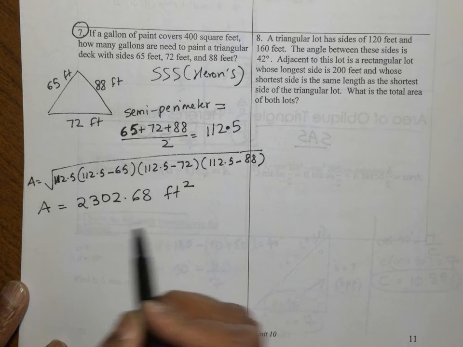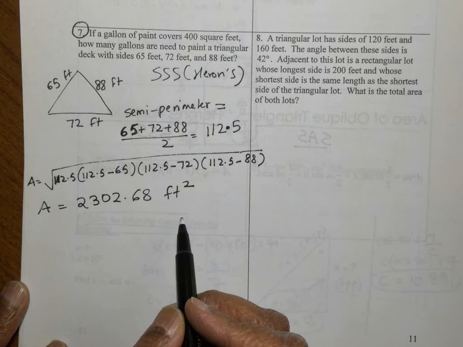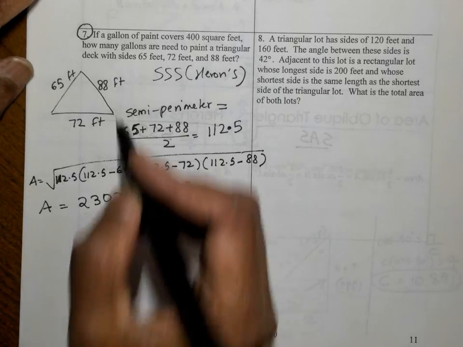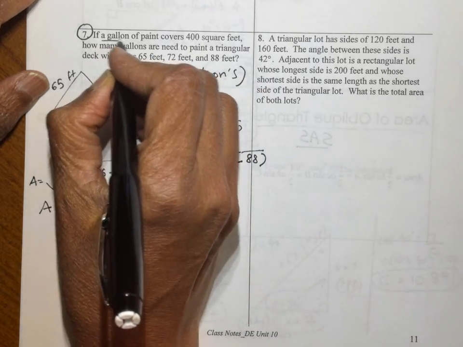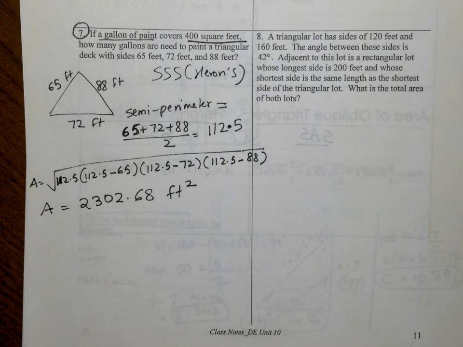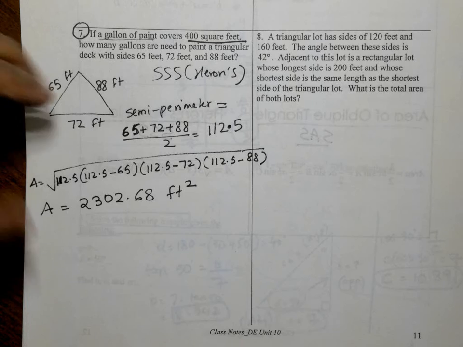Did everybody get this for the area? 2302.68. Okay, but remember that's not the final answer, because they're not asking for the area of the deck. They want to know how much paint needs to be bought. So let's see what is going to help us decide that. It says 1 gallon of paint covers 400 square feet. So how many gallons do you need to cover 2,302 square feet?